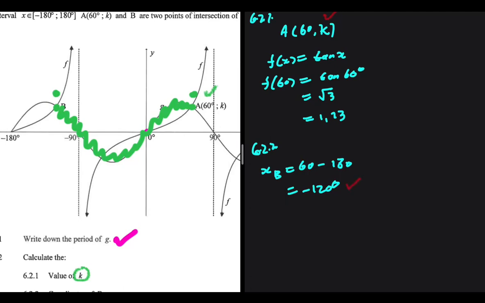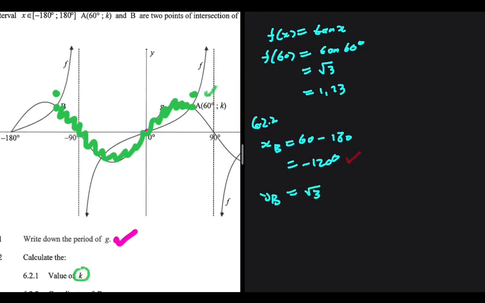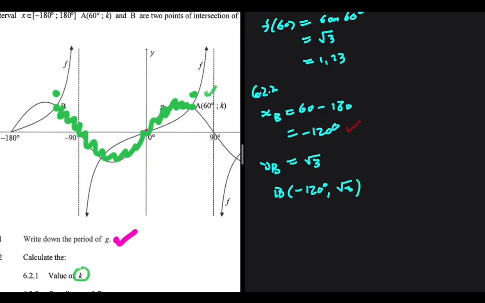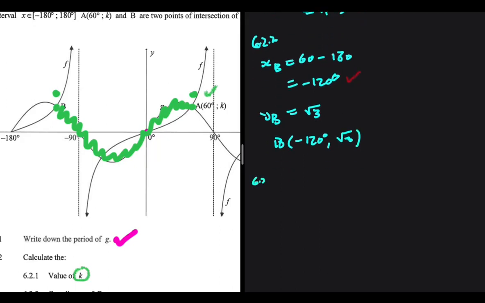And then the y coordinate: A and B share the same y coordinate. So y of B is also equal to square root of 3. So the coordinates of B are minus 120 degrees and square root of 3. That is 6.2.2. Let's go ahead and take a look at 6.3.